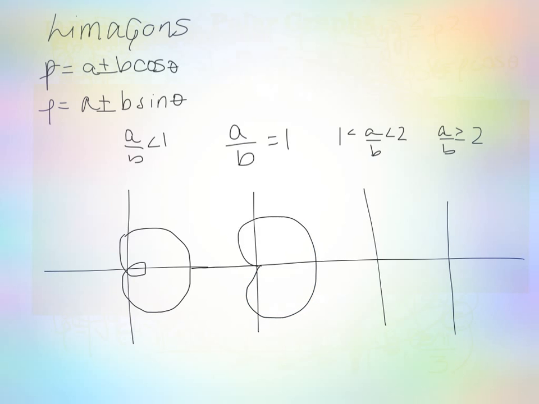If a over b is greater than 1 but less than 2, then it'll be dimpled with no inner loop. So it's kind of like the cardioid, but slight. Wow, that's terrible. And then if a over b is greater than or equal to 2, then it'll have no loop or a dimple. So it's kind of like an ellipse, but it still pushes out more on one side. So it's like that. Generally, it's a very bad drawing.